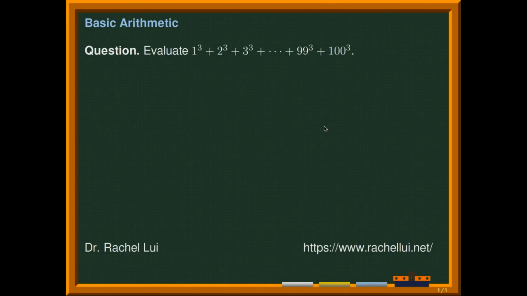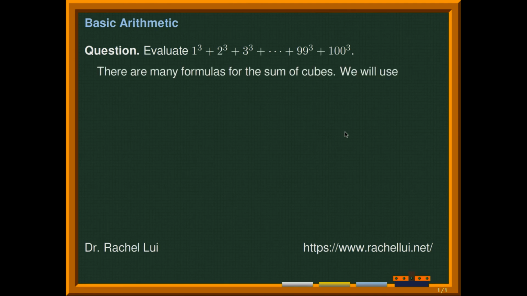In this example, we will find the sum of cubes. So we are asked to evaluate 1 cubed plus 2 cubed plus 3 cubed and so on until plus 99 cubed plus 100 cubed. There are many formulas for the sum of cubes. In this example, we will use this one. So n cubed is equal to n times n times n, which is also equal to (n minus 1) times (n plus 1) plus n. You will know why we chose this formula later.